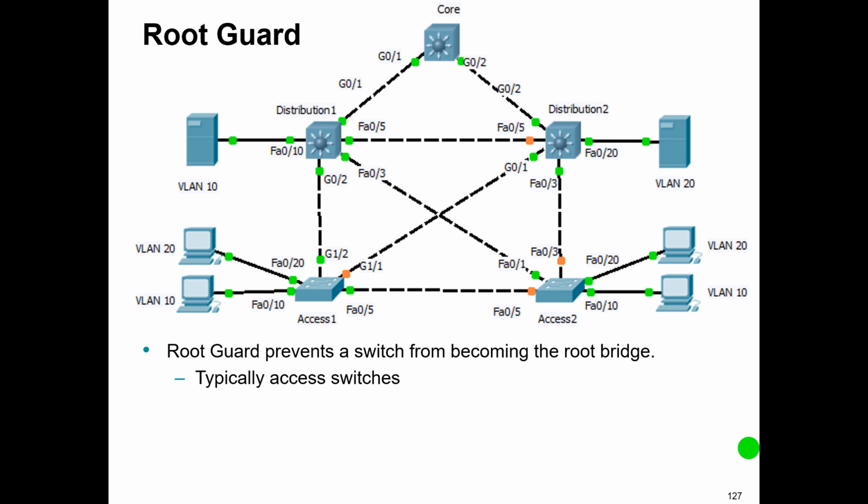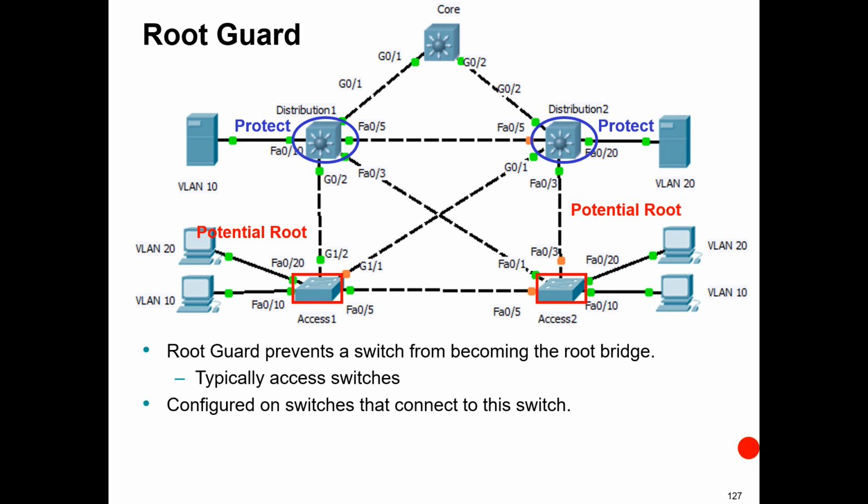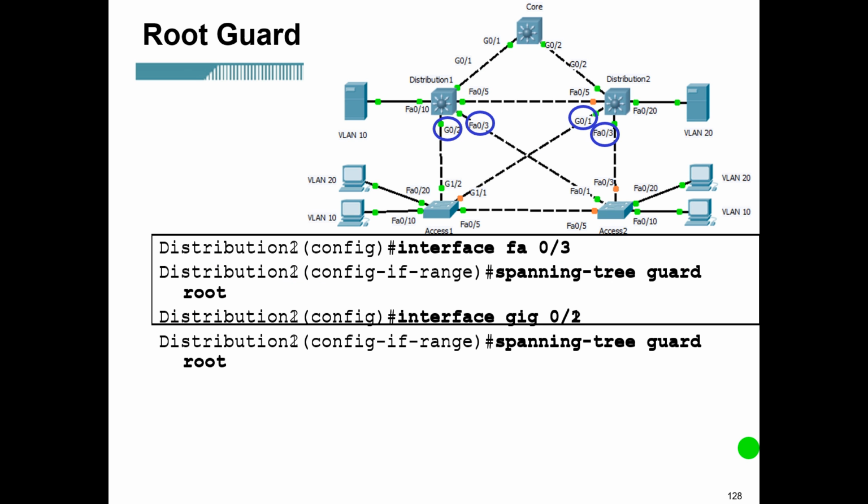Root guard. Root guard prevents a switch from becoming the root bridge, typically access switches. So root guard is used in the network if the network admin wants to prevent a switch from becoming the root bridge or from being a path to the root bridge. Root guard will be configured on the switches that connect to this switch, for example, normally access switches.